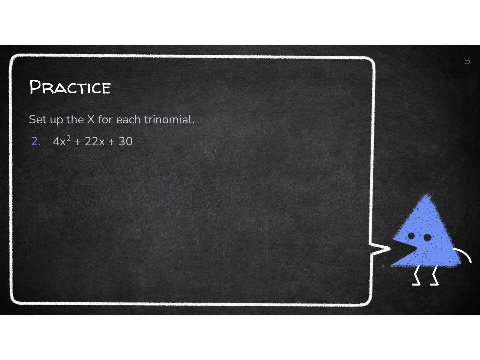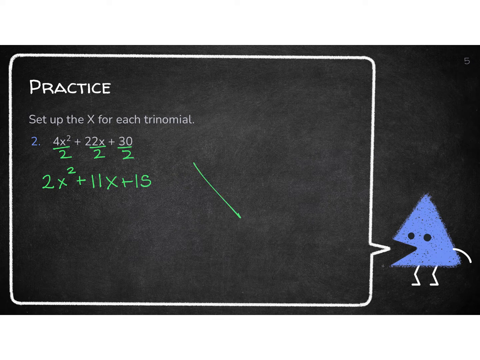All right, let's look at example number 2 here. I forgot to ask myself on the other problem, but I'm going to ask myself here, do they have a GCF? Do they all have something in common that I can divide out right away to make my numbers a little smaller for me? Yes, they can all divide by 2. So 4 divided by 2 is 2x squared, 22 divided by 2 is 11x, plus 15.